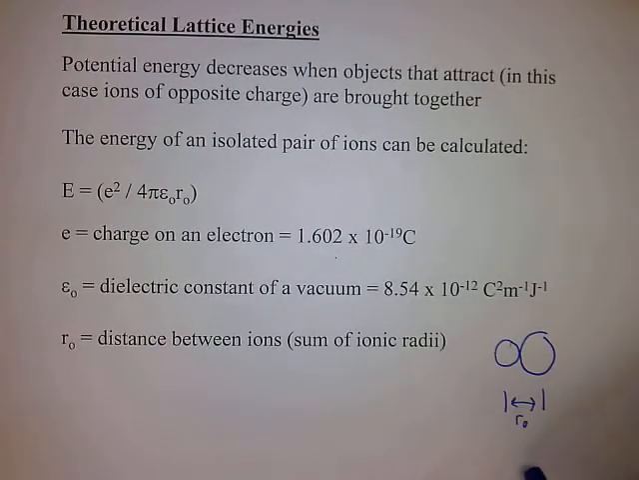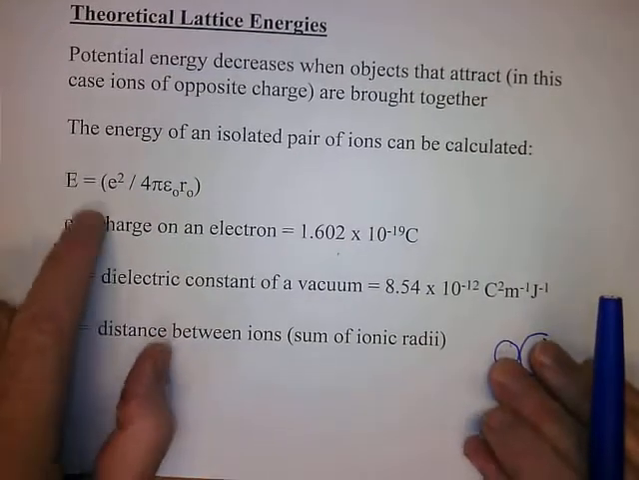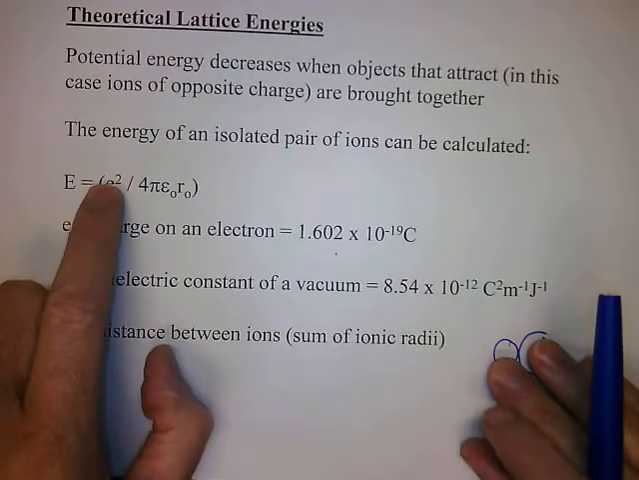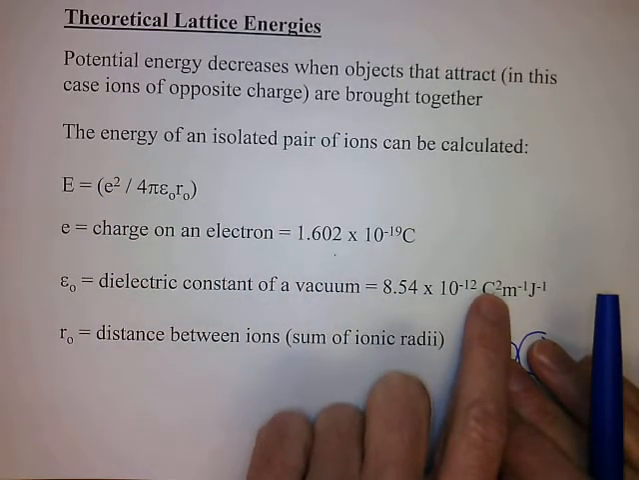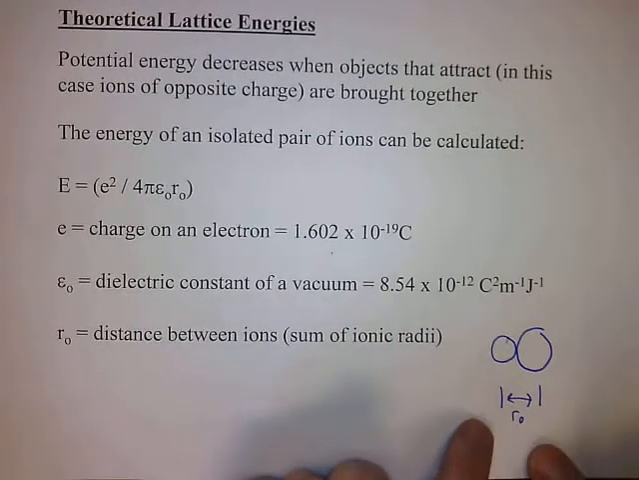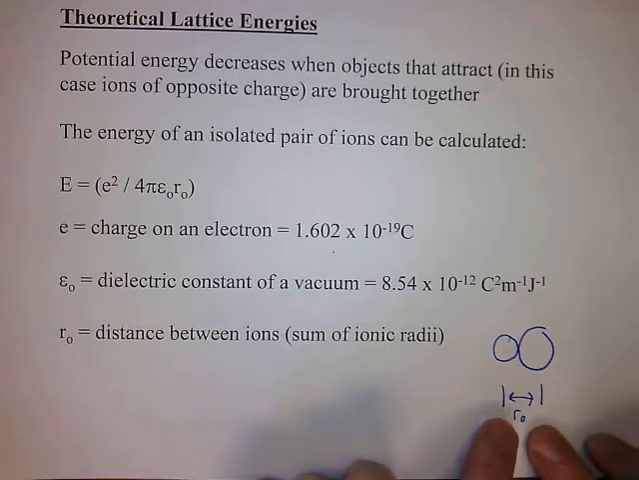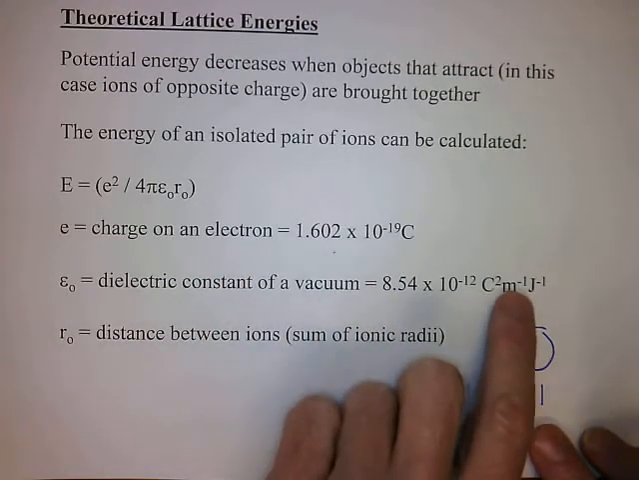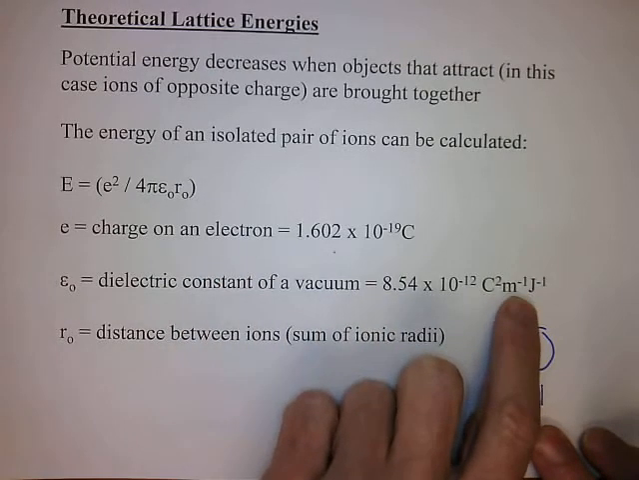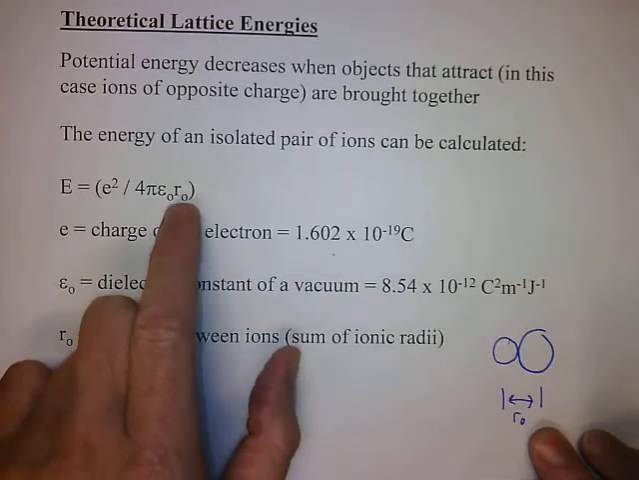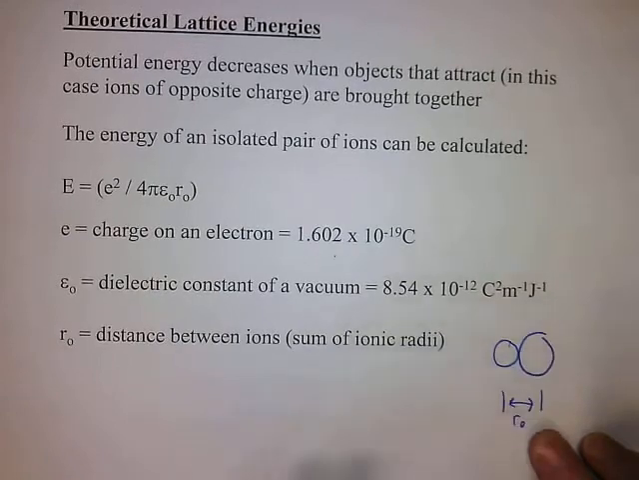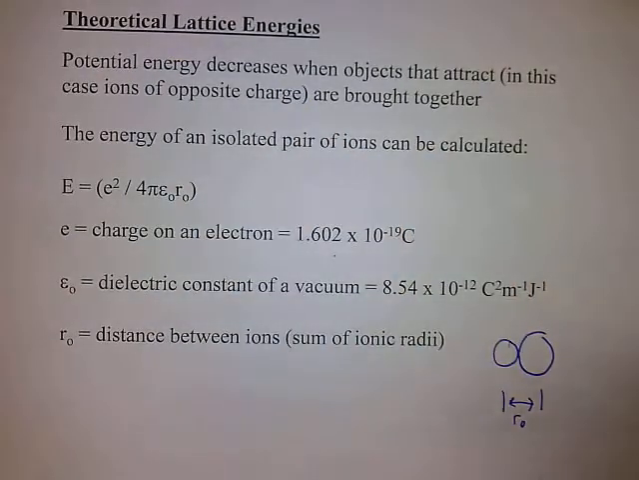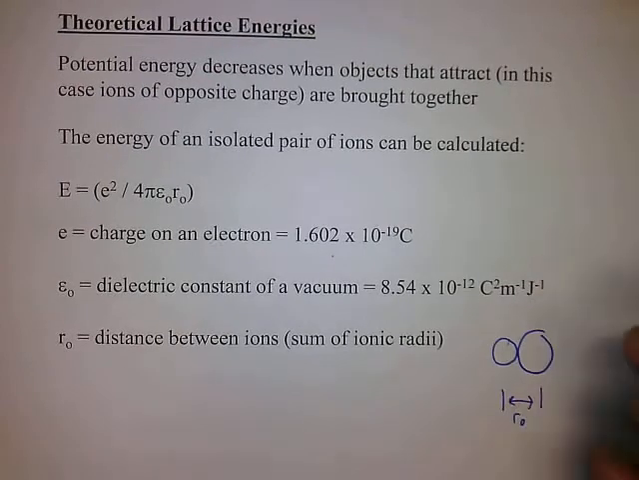And look what happens to our units here. You're going to have coulombs on the top. Those coulombs will cancel the coulombs here. And if we measure the distance between the ions in meters, this is meters to the minus 1 power, so the meters will cancel the meters in r naught. If we measure r naught in meters, that's going to leave only joules. So this is ultimately going to give us units of joules. So this is just an isolated pair of ions.